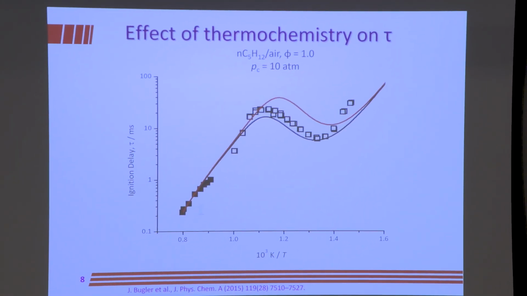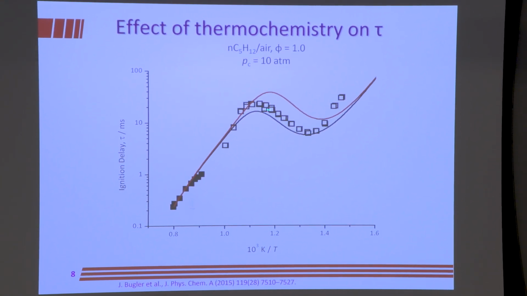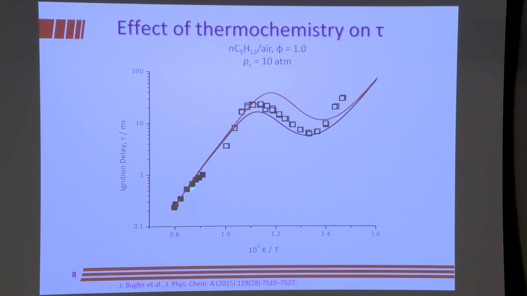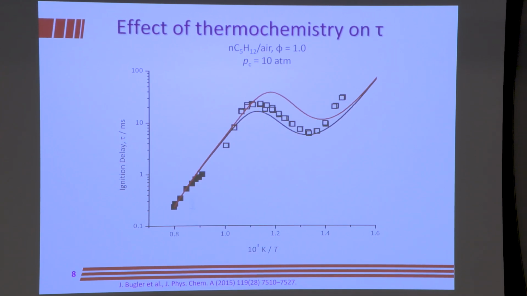So we had an original mechanism, and here the points are experimental results. The black line is the original model prediction, and the red line is the prediction when we include the new thermochemistry of the species in the model. The predictions change from the black line, which is slightly fast in comparison to the experimental data, to becoming too slow. So it changes the predictions by more than about a factor of 2, particularly in what we call the negative temperature coefficient regime.